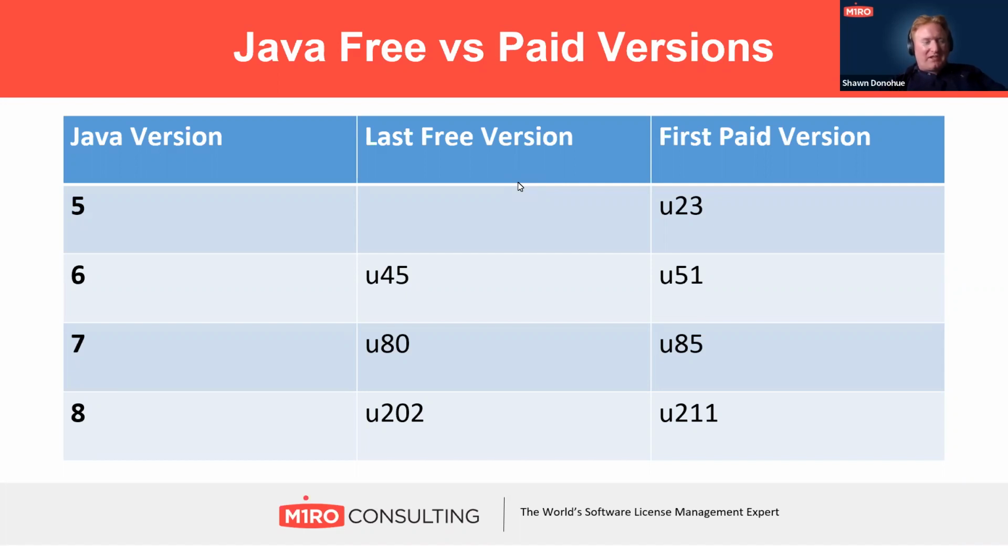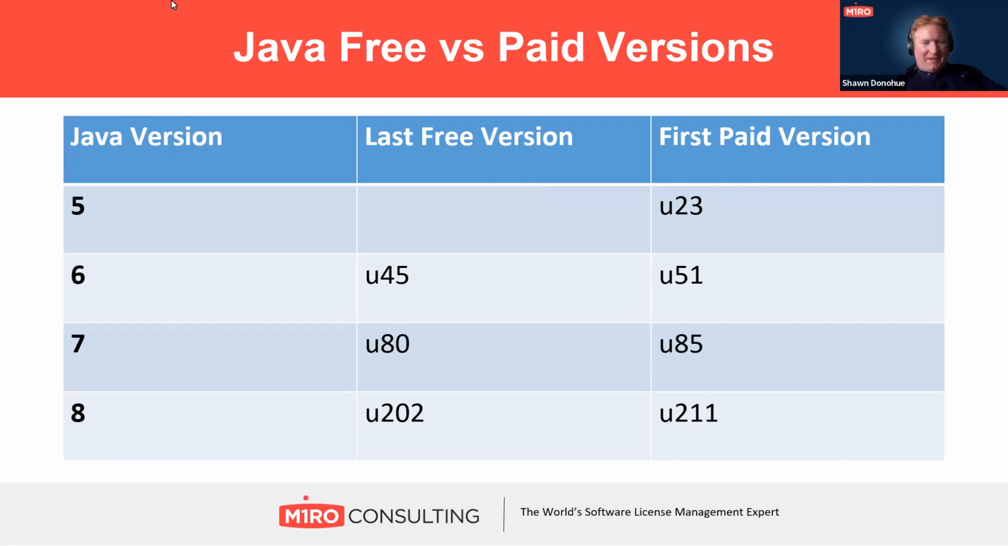So for Java 6, it was the number 45. Update 45 was the last free one. And when you hit 51, it's the first paid one. Now you may notice what happened to Java 6 versions 46 through 50. And the short version is they were never released. So Java doesn't always release numerically. Sometimes update versions get skipped. So if you are trying to look one up and can't find it, that is the reason. Don't worry about it.